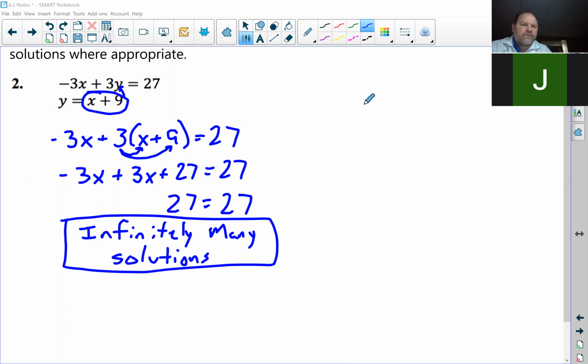So you just want to be careful with a problem like this. Make sure you multiply that 3 all the way through. If you just multiplied it by the x, it would look like you'd maybe have no solutions, but this one does indeed have infinitely many. So just be careful with that. All right.